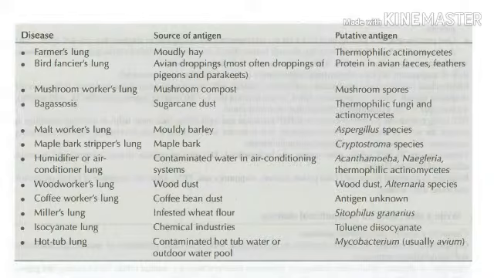Then comes mushroom worker's lung. Here the source of antigen is mushroom compost, and mushroom spores are the putative antigen. And then bagassosis, it is caused by sugarcane dust, and the putative antigens are thermophilic fungi and actinomycetes. Then malt worker's lung, here malt barley is the source of antigen, and Aspergillus species is the putative antigen.